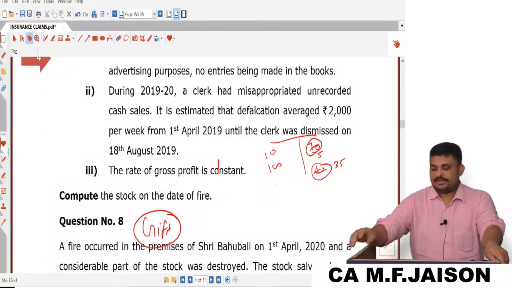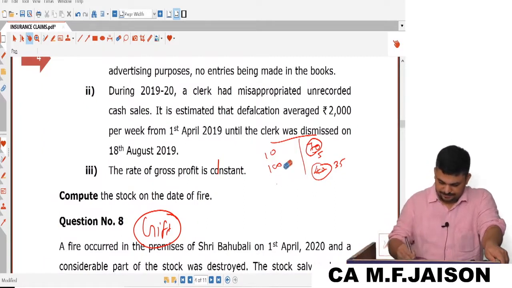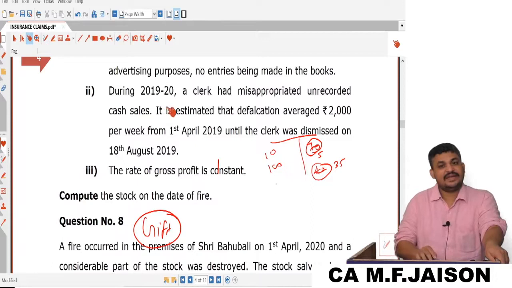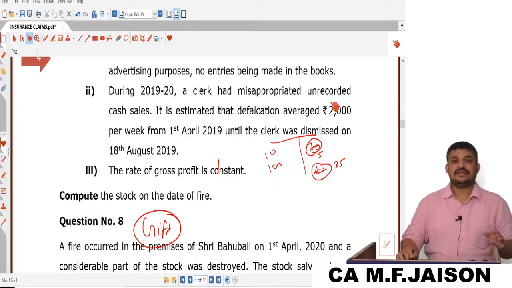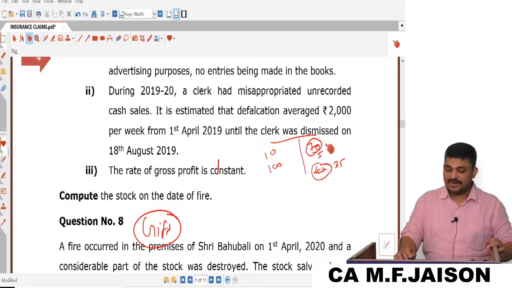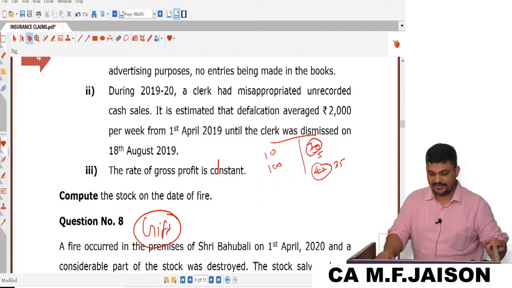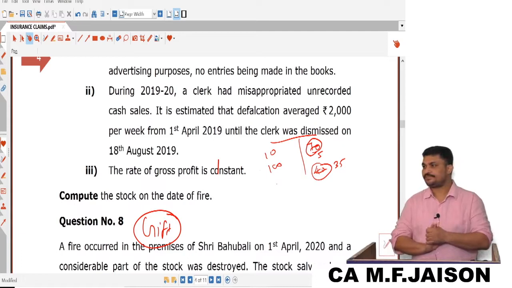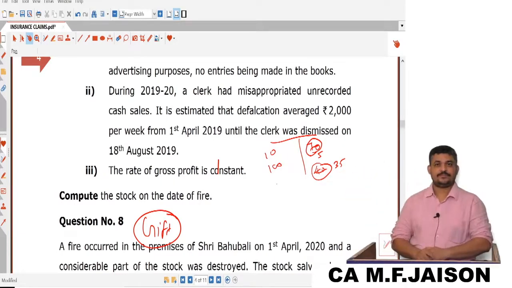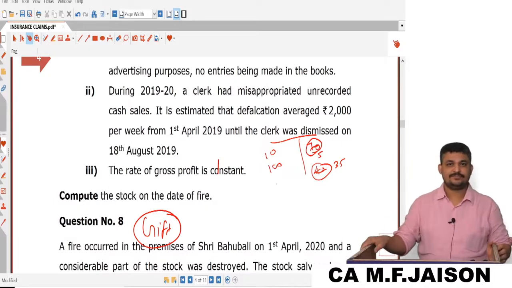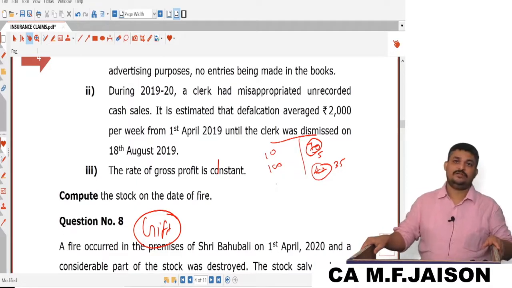So I will tell you the adjustments, my dear friends. During the year 1920, a clerk had misappropriated unrecorded cash sales. It is estimated that defalcation averaged rupees 2000 per week from 1st April 19 until the clerk was dismissed on 18th August 2019. Simple. Here also, goods have actually been sold, but they have not been recorded as sales. Very simple thing. Goods have actually been sold, but he didn't record.